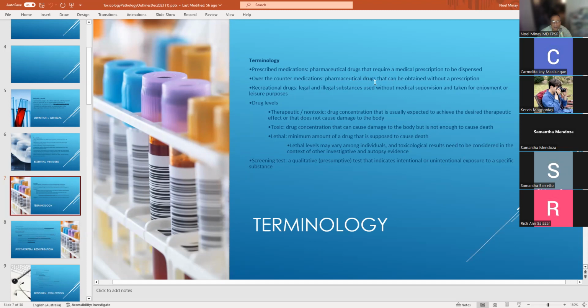Over-the-counter medications. Those are pharmaceutical drugs that can be obtained without a prescription, like aspirin. For example, aspirin is not necessarily a problem for forensic testing, except that if it is taken in an overdose, it may cause acidosis, wherein the pH of the blood is not alkaline but acidic.